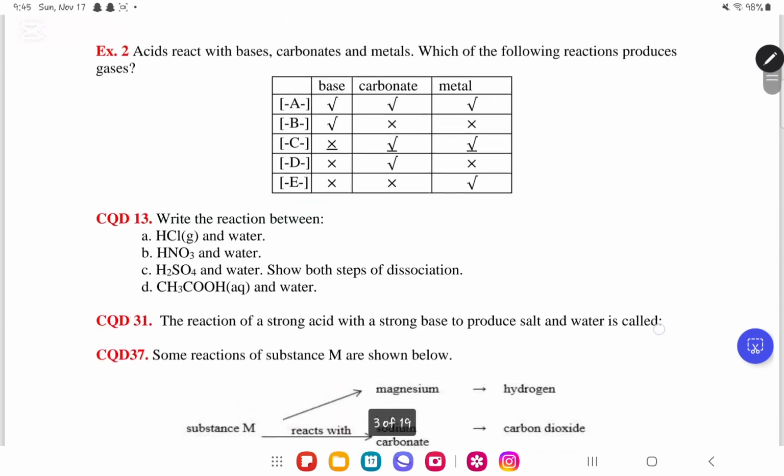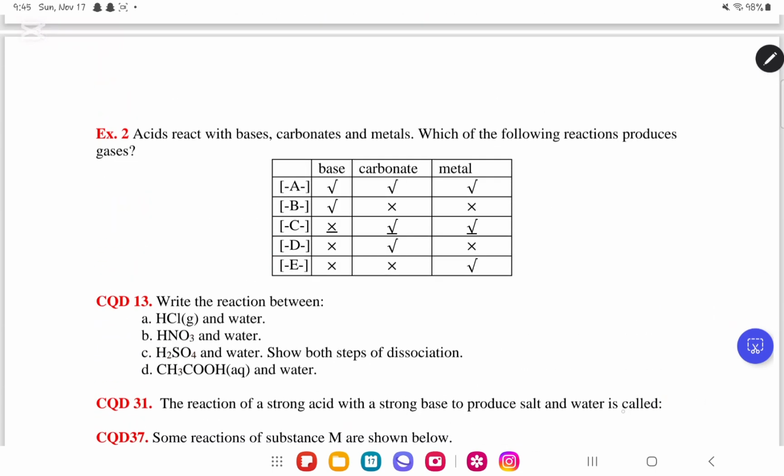Now we move on to exercise number 2. Acids react with bases, carbonates, and metals. Which of the following reactions produce gases? From the summary video I did yesterday, I also apologize because I did like 2 mistakes, I think, in the video. But anyways, from the video that I explained yesterday, we have acids that react with bases, carbonates, and metals.